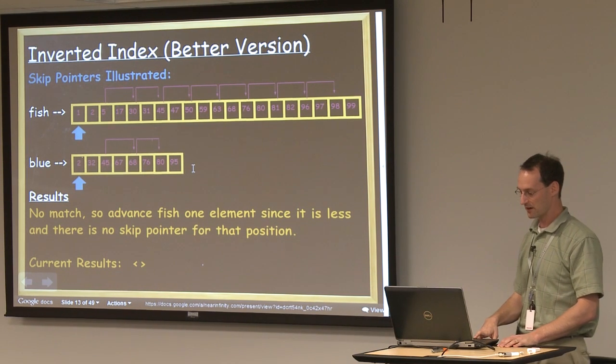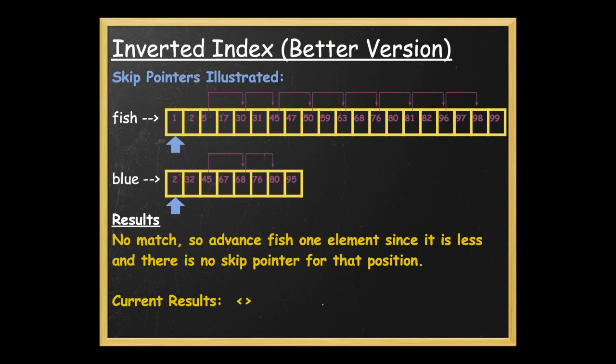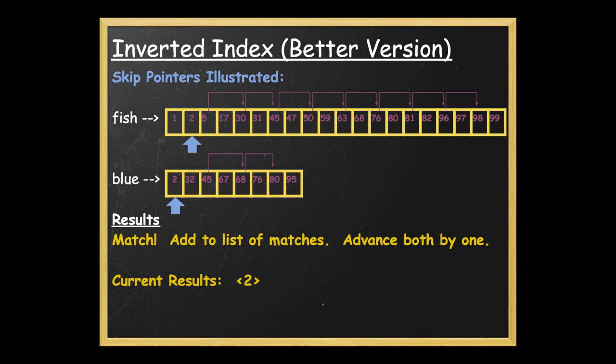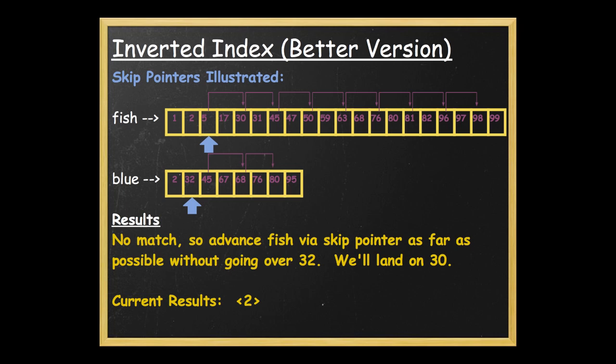And so we start here with fish 1 and 2, and so there's no match. So what we do is we advance the fish 1 element since it's less, and there's no skip pointer for that position, so we just move to here. And so now 2 matches 2, so we add it to the list of the matches and we advance by 1. Then we go here and we advance again both of them.